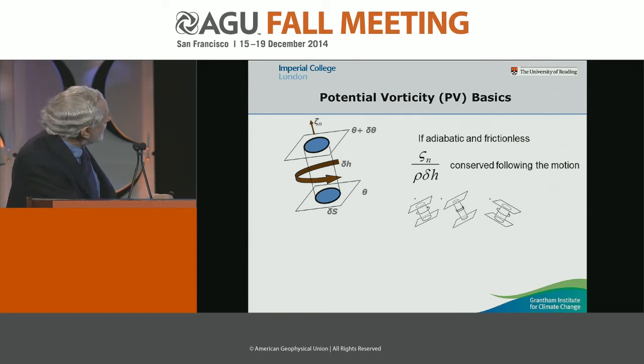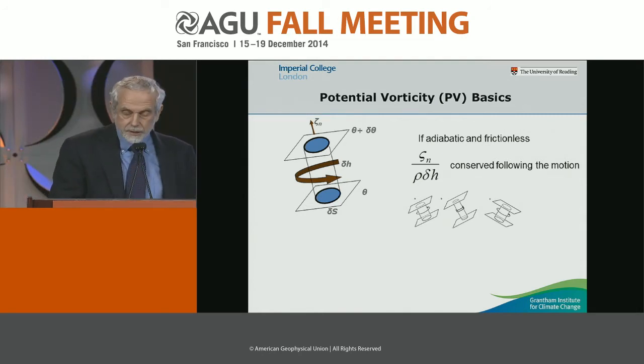All it is, you think of a cylinder between 2 isentropic surfaces. You have the circulation around that cylinder, represented by the normal component of vorticity, and the separation of those 2 isentropic surfaces. And if it's adiabatic and frictionless, then that is conserved following the motion. Apart from the density, which is a small effect here, it really is the vorticity divided by the separation of the isentropic surfaces that is conserved.